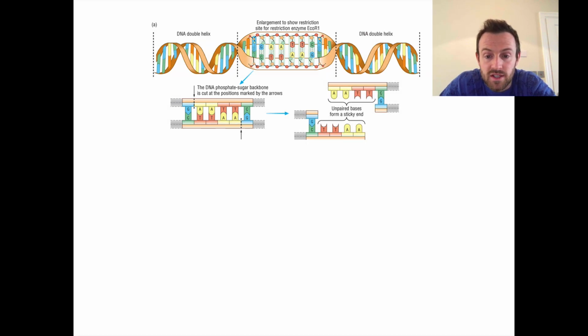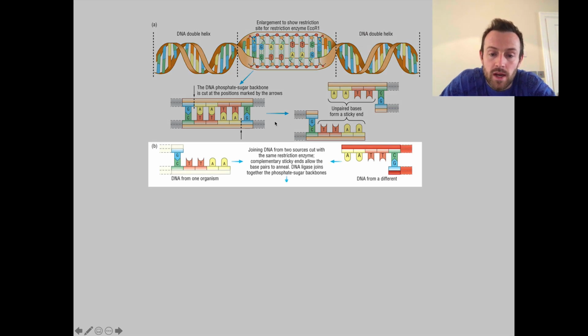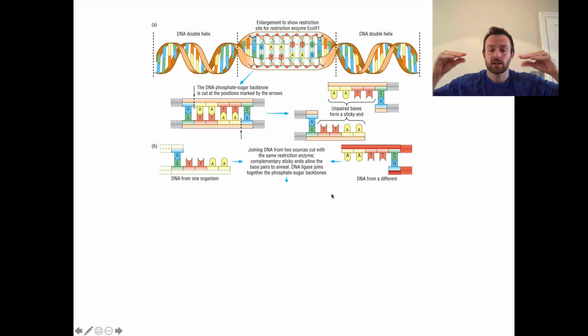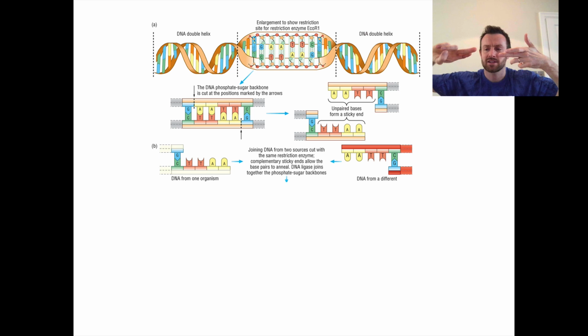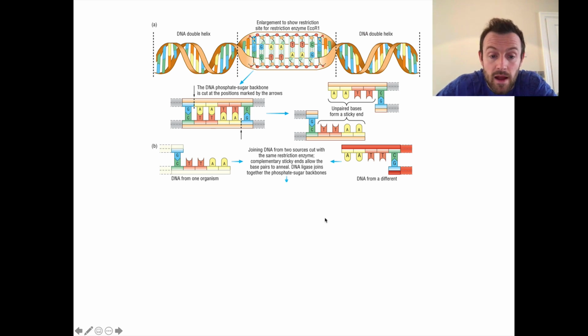And that produces this overlapping single-stranded bit, which we call a sticky end with unpaired bases. And if we join DNA from two different sources, if they've both been cut with the same restriction enzyme, then those overlapping ends align like that, and they will join. So that involves complementary base pairing between the sticky ends.